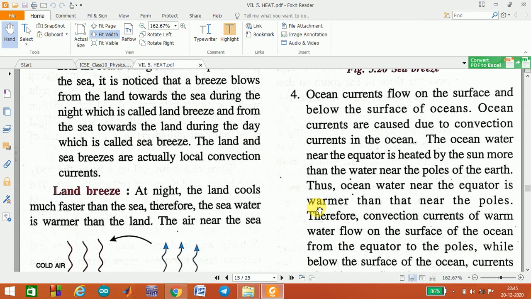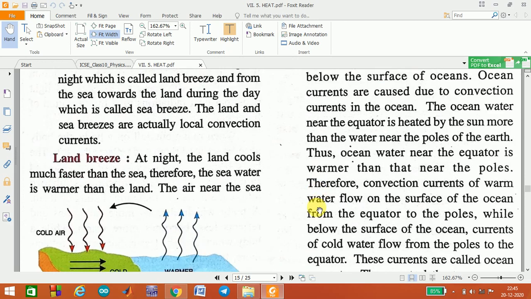That means on the surface of the ocean there will be a flow of water from the equator to the poles, but below the surface of the ocean, cold water will flow from the poles towards the equator. These currents are called ocean currents, and they also control the temperature of the sea.